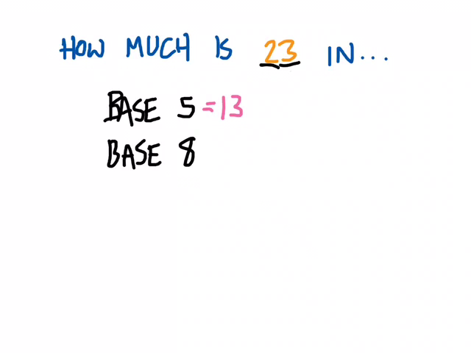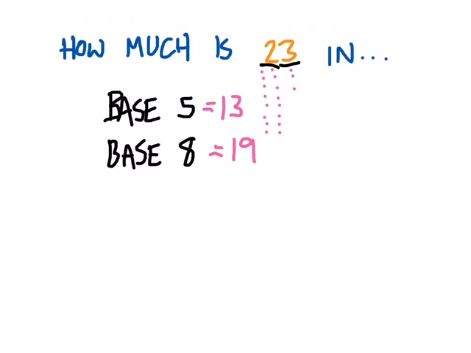So in base 8, things are still the same. 3 ones is always just 3 ones, but 2, in this case, is 2 groups of 8. Well, if you're good at multiplication, you probably think to yourself, well, that's easy. 2 groups of 8 is 16, and that's totally correct. So 16 for that 2 groups of 8 plus your 3 ones means that in base 8, this number is actually representing the number 19.